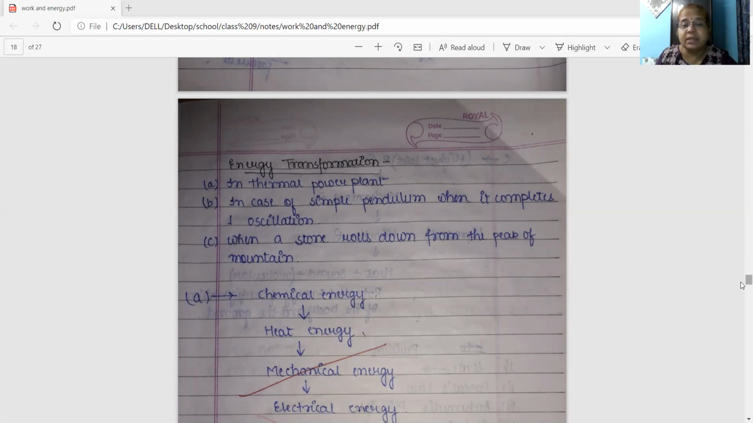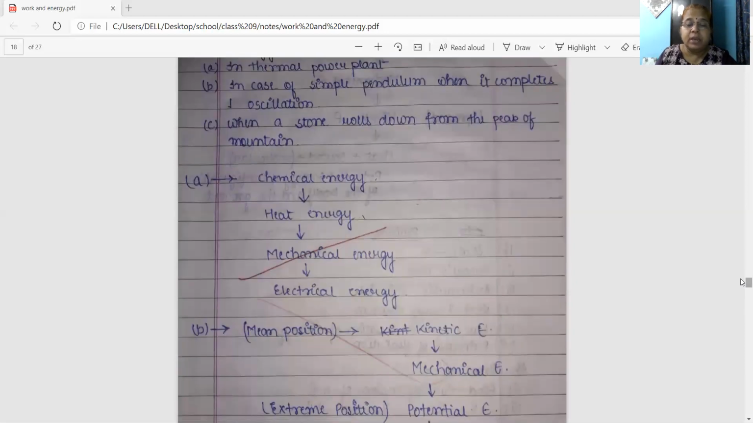Now second one, in case of simple pendulum, when it completes one oscillation, what type of energy transformation takes place? When the simple pendulum is in mean position, it has only kinetic energy. When it moves toward the extreme position, in between mean position and extreme position, it has mechanical energy, both kinetic as well as potential. When it reaches the extreme position, it has only potential energy.